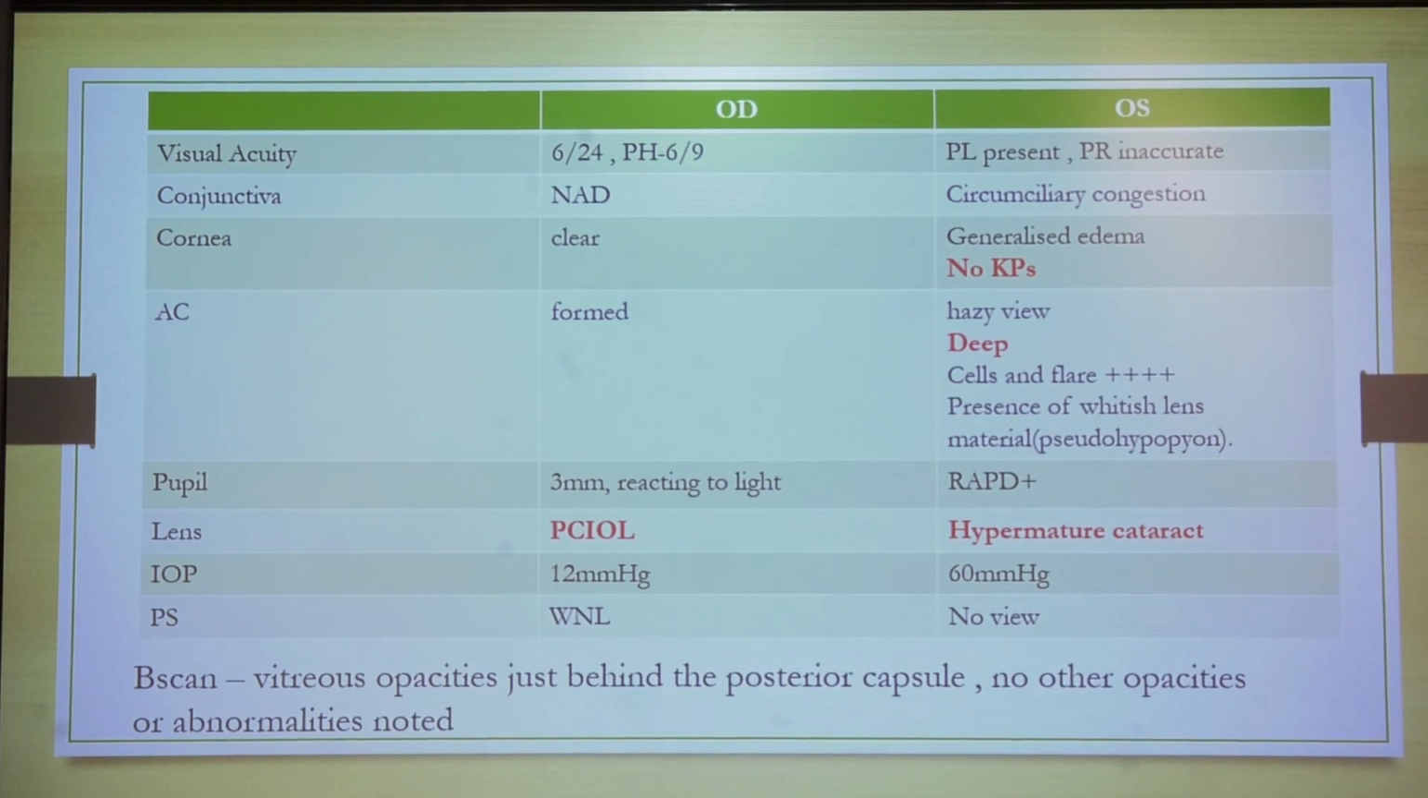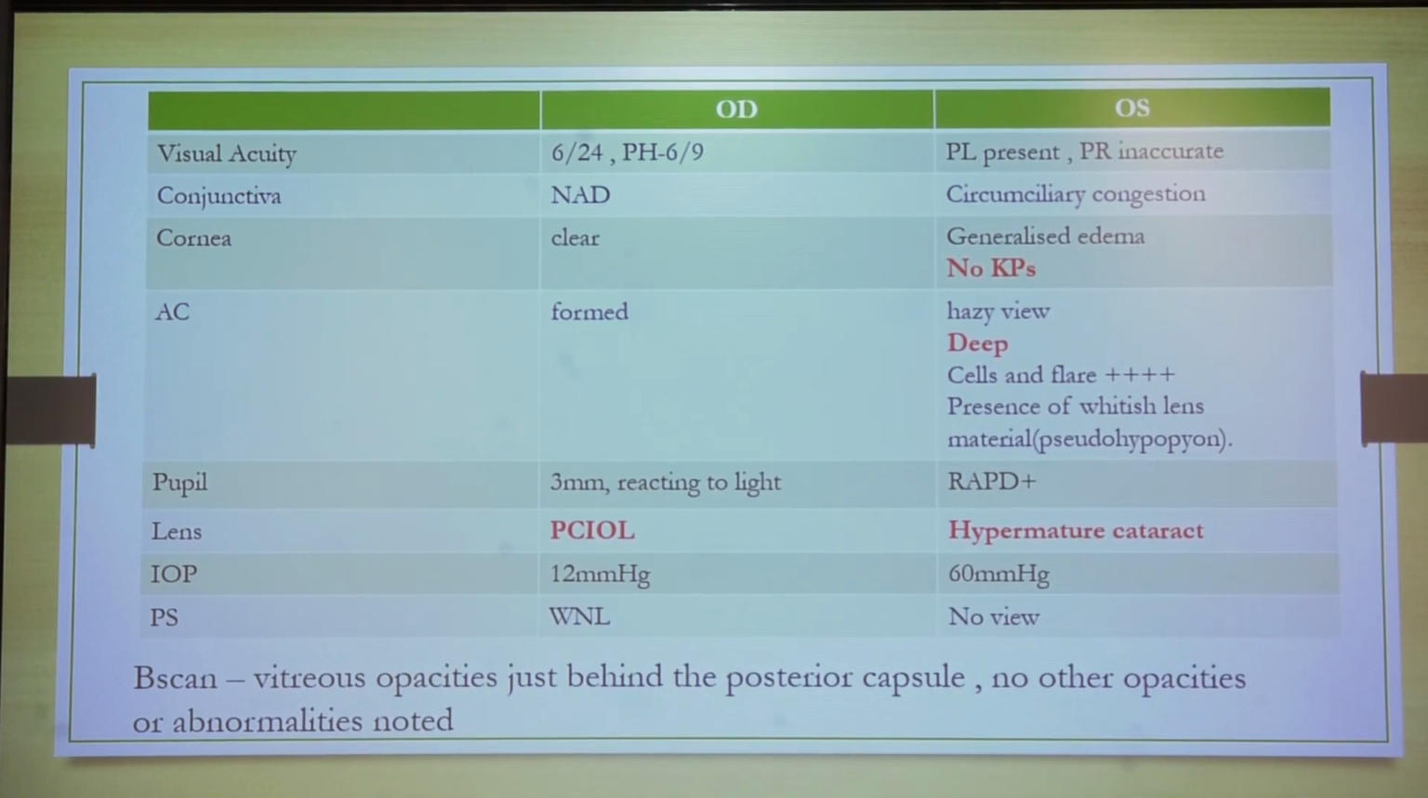Right eye on examination just showed a posterior chamber IOL. Left eye, there was PL present with PR inaccurate. Circumciliary congestion. Cornea showed edema with no KPs. The anterior chamber was deep with cells and flare with the presence of whitish material in the anterior chamber. There was RAPD with a hypermature cataract. The IOP on applanation was around 60 millimeters of mercury with no view to the posterior segment.